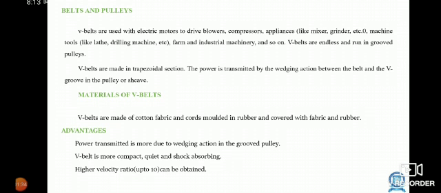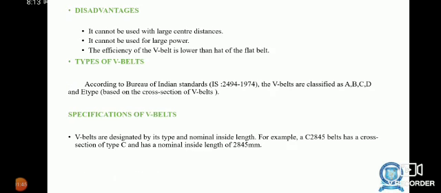Advantages: Power transmitted is more due to wedge action in the grooved pulley. V-belt is more compact, quiet and shock absorbing. A high velocity ratio up to 10 can be obtained. Disadvantages: it cannot be used with a large center distance. It cannot be used for large power. The efficiency of the V-belt is lower than that of the flat belt.